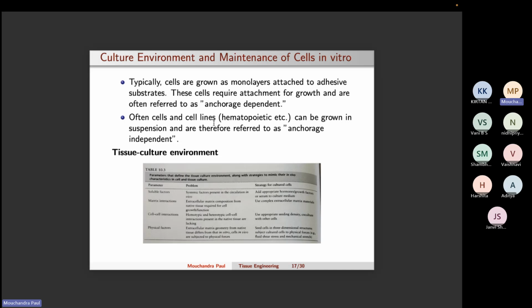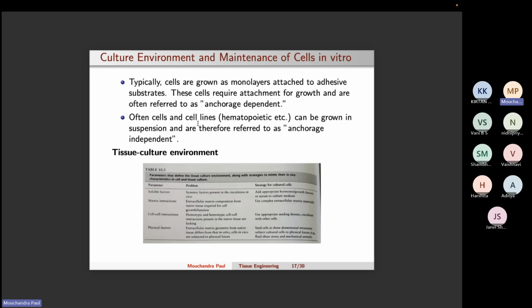The cells can be of two types. They can be adherent cells, meaning anchorage-dependent cells, and the other type, like blood cells, which do not need anchorage: anchorage-independent cells, non-adherent cells.